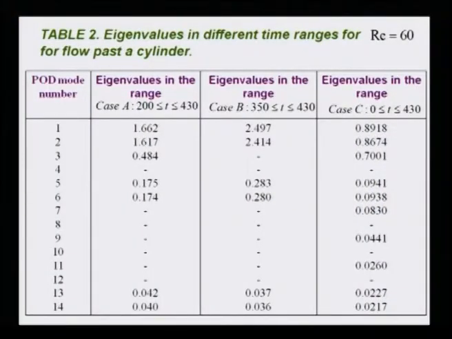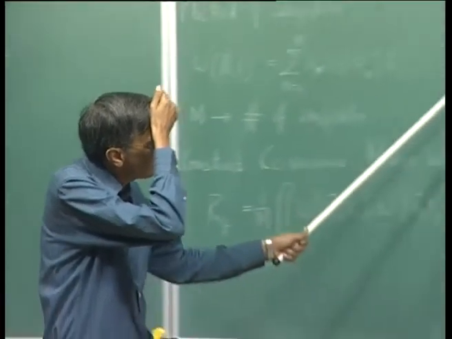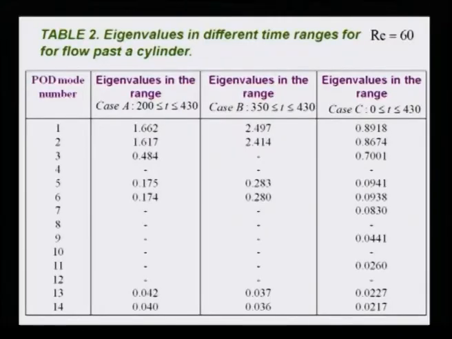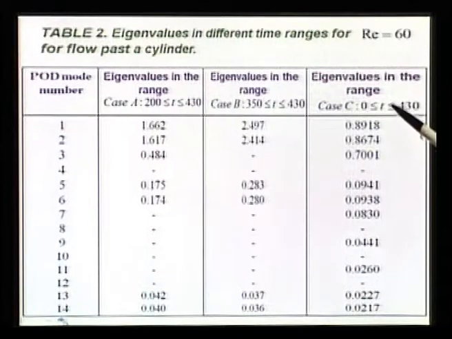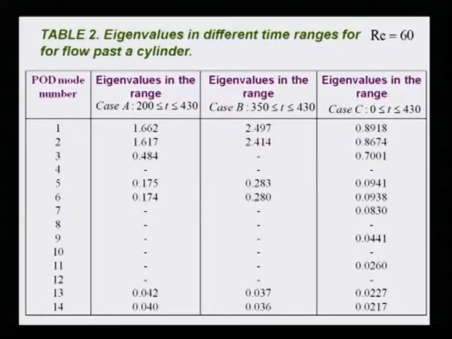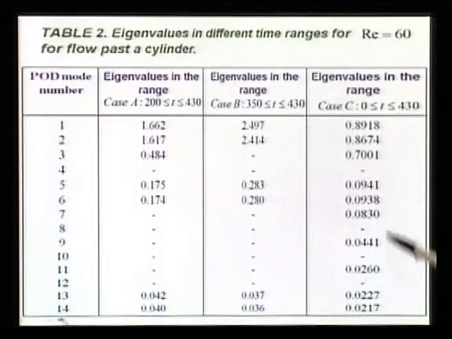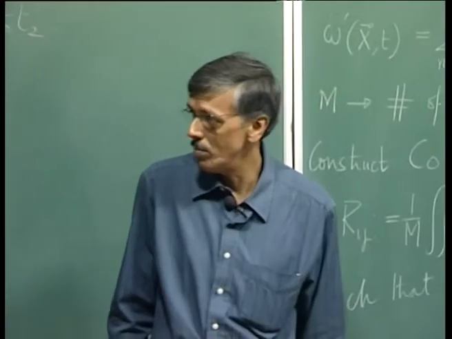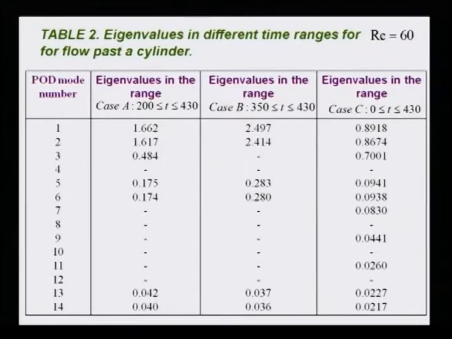So, let us look at these cases, perform this analysis, and obtain these lambdas. This table shows you the lambdas for these 3 different time ranges. When I look at the full time series, I see the eigenvalues given by this. These are raw eigenvalues. Now, you may notice that there are some missing spots. I will explain why it is so.